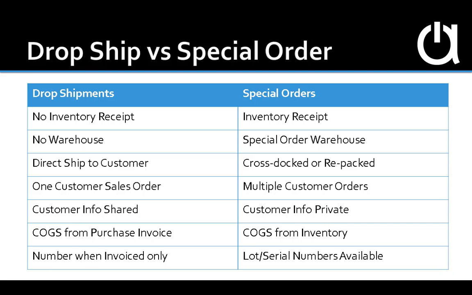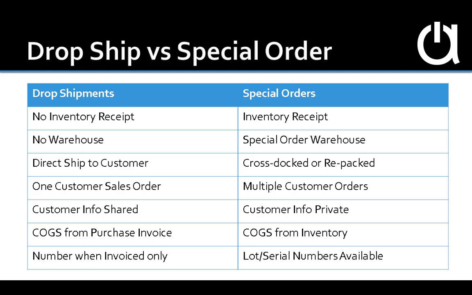So for special orders, you do have an inventory receipt, so you are receiving it into your actual warehouse. A lot of times customers will break out the special order items into their own special order warehouse. Again, that's just to keep everything separate. Yes, it is being received into your physical warehouse, but most likely you have a different section in your warehouse for these orders. And so we recommend creating a special order warehouse specifically for this purpose.